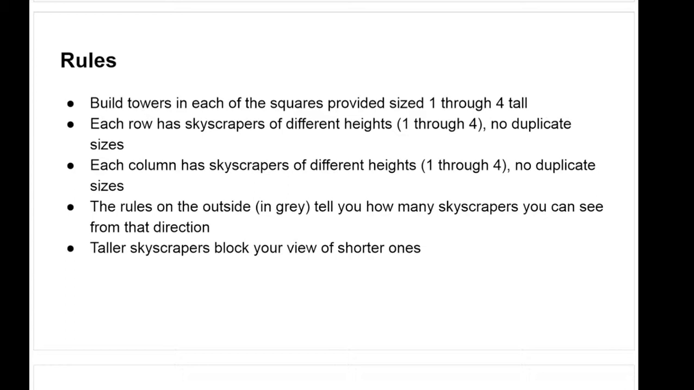So you have 1, 2, 3, and 4 blocks, or different towers of those sizes. Each row has skyscrapers of different heights, and there's no duplicate sizes. Each column has skyscrapers of different heights with no duplicate sizes. Similar to Sudoku, each column and row has different numbers, and there's no duplicates. The rules on the outside in gray tell you how many skyscrapers you can see from that direction. If you put a taller skyscraper in front, you won't be able to see the ones behind it, and so on.